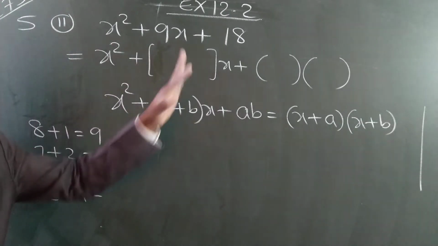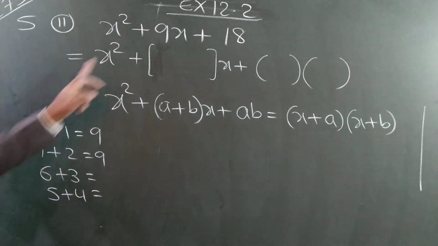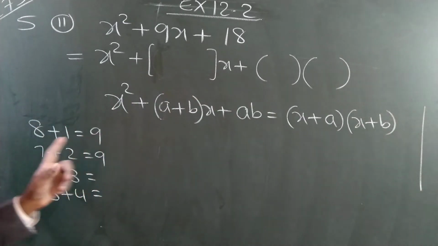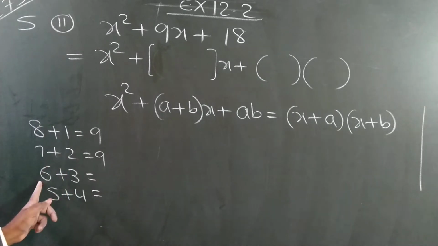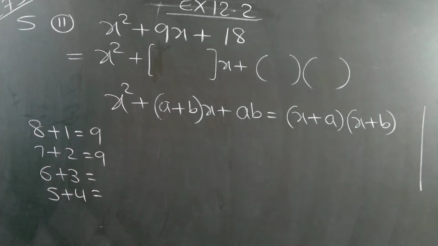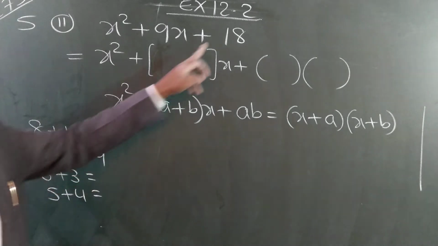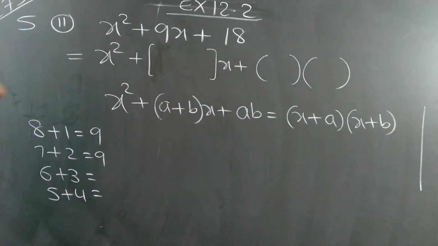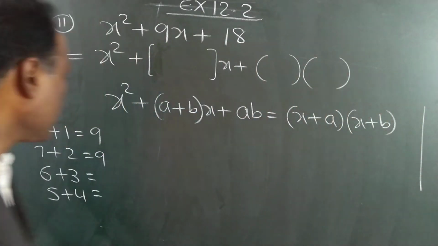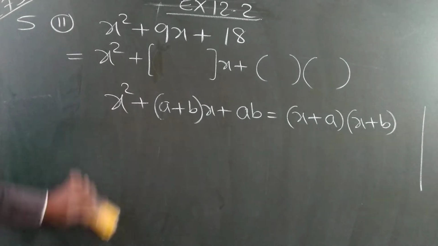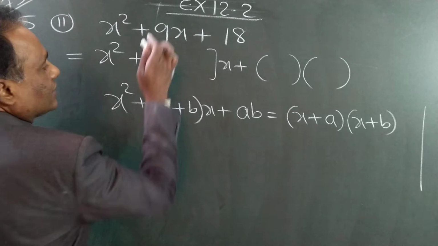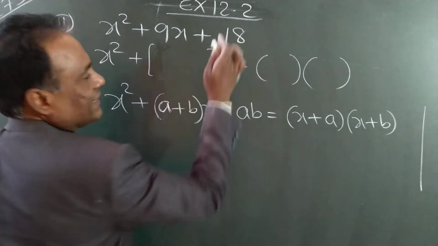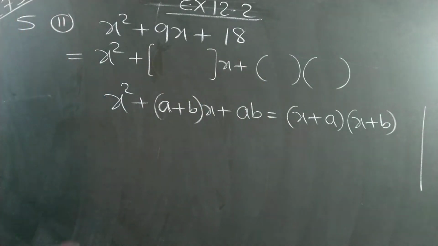But fortunately, all are plus, so we try plus only. 9 you write in the form of two numbers. We can write it as 8 plus 1, 7 plus 2, 6 plus 3, 5 plus 4. But if you multiply them, we have to get 18. Like that, we have to decide the numbers. Very, very important. So, adding 9, multiply 18.